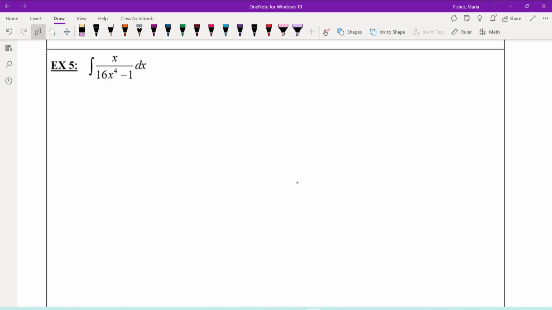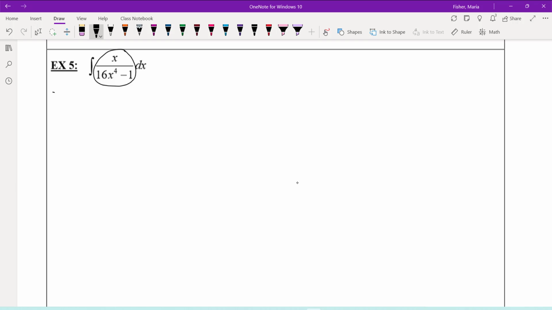Number 5 is the indefinite integral of x over 16x to the fourth minus 1 dx. So this is a rational expression. The degree of the numerator is not greater than or equal to the degree of the denominator, so I don't start with long division. What I need to do is factor this guy here and just do partial fraction decomposition.